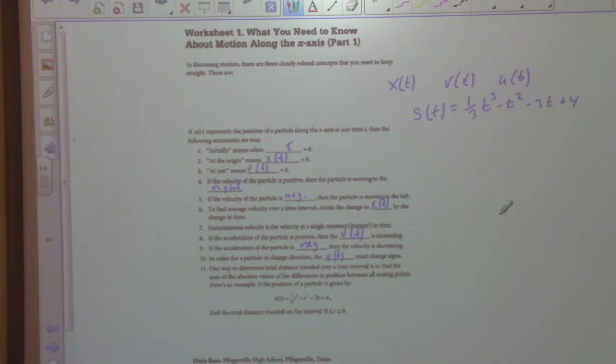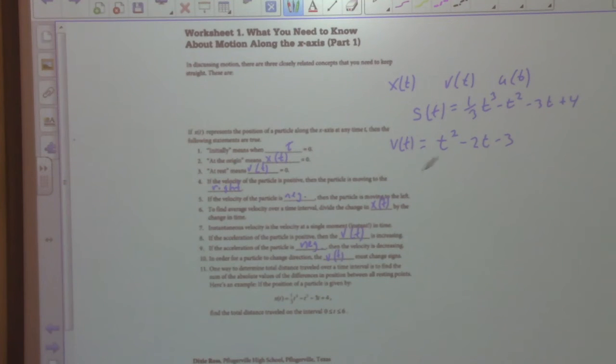Okay, and for this position function, what will be our first step? Find our v of t, right? So v of t is equal to 3 times 1/3, and then the minus 1, so we get t squared minus 2t minus 3. Does everybody see that?